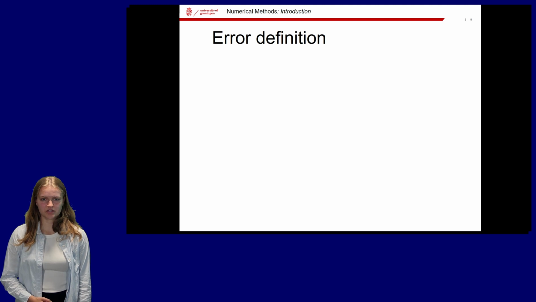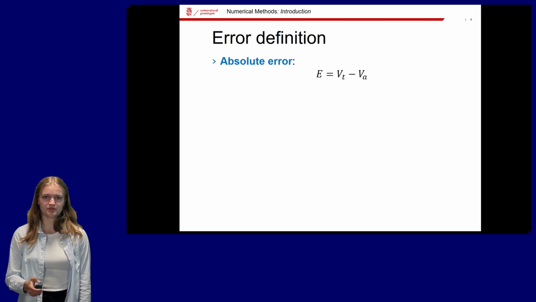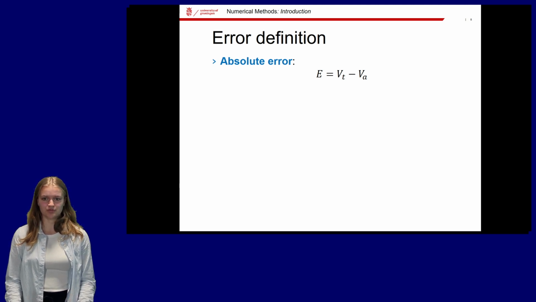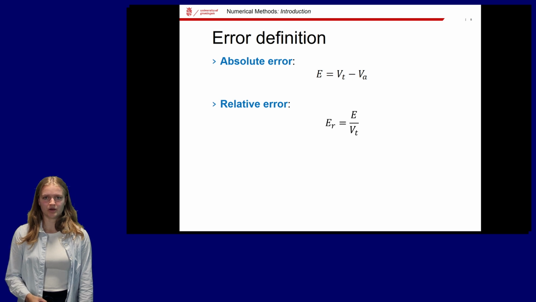So we can define errors also in different ways. The simplest way is the absolute error, which is just going to be the difference between the true value and your approximation. So E is Vt, the true value, minus Va, your approximated value. But this, however, does not take the magnitude of the values under consideration into account. And so if we want to account for this, we might want to normalize the error to the true value to obtain the relative error. So here ER is E over Vt, the true value.